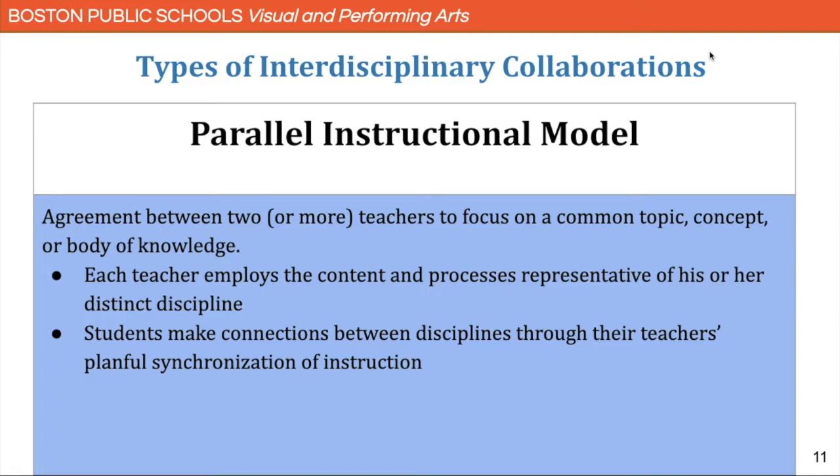Okay, so the parallel instruction model is an agreement between two or more teachers to focus on a common topic, concept, or body of knowledge. Each teacher employs the content and processes representative of his or her distinct discipline. Students make connections between disciplines through their teachers' planful synchronization of instruction. This is probably the most common way that arts integration happens. Not necessarily the best or the deepest, but it's the simplest way to just work with teachers and say, hey, let's do something together based on this. And then not a lot more planning than that might go into this style of arts integration.